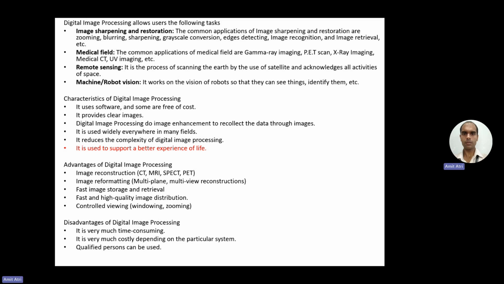The next disadvantage is that it is very costly depending on the particular system. This is from the economic point of view: if our system is feasible after using this technique of image processing, then we can implement it. Next is the qualified person. There is one more issue: not everyone can use it, and we need a skilled person.